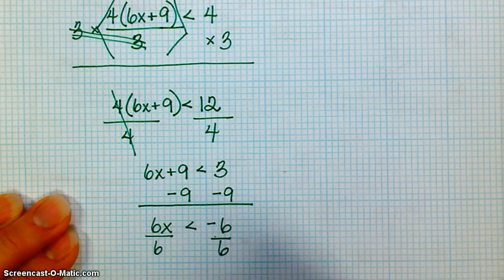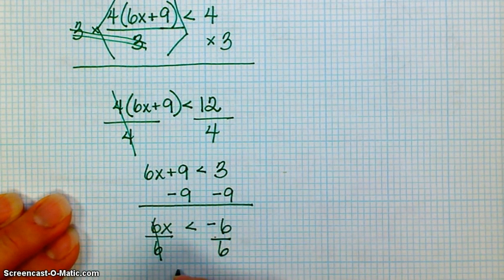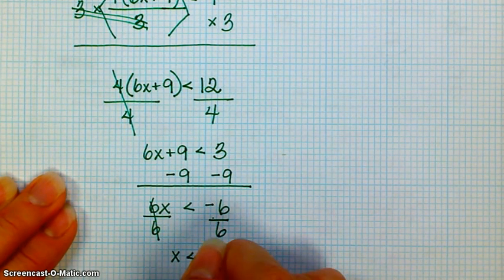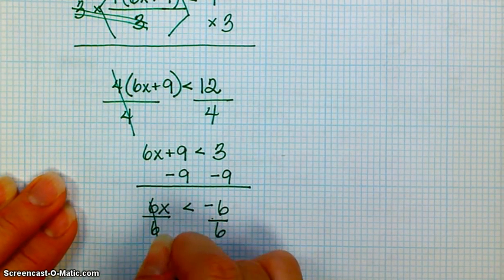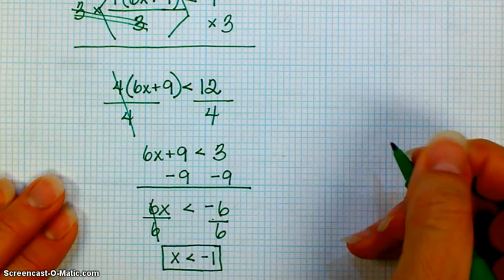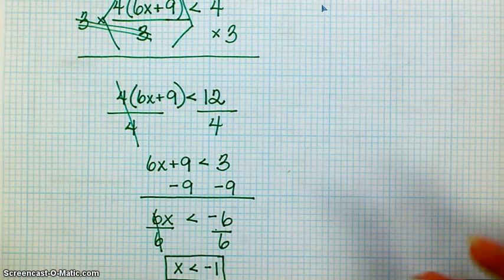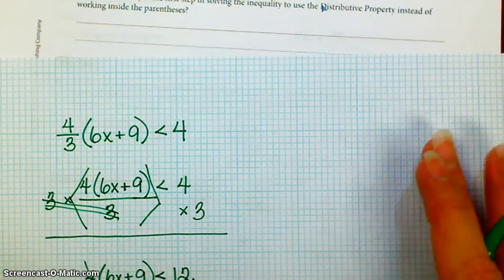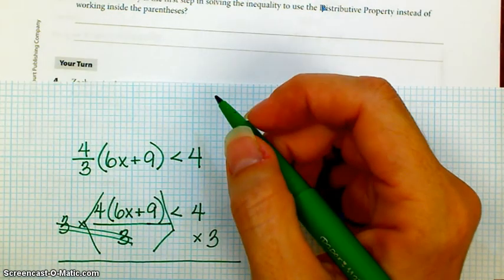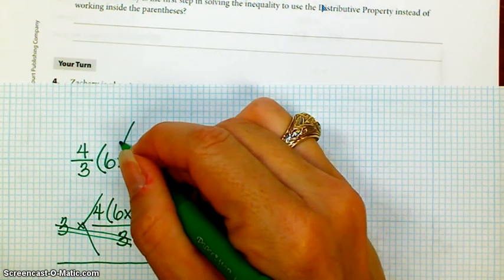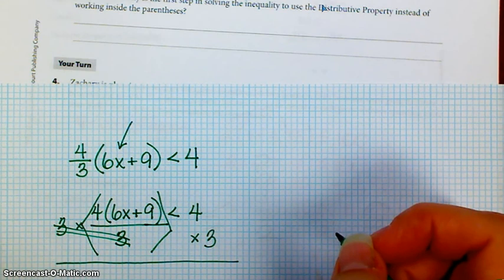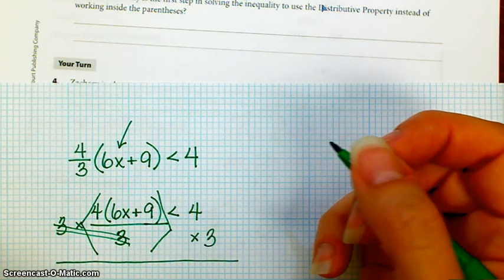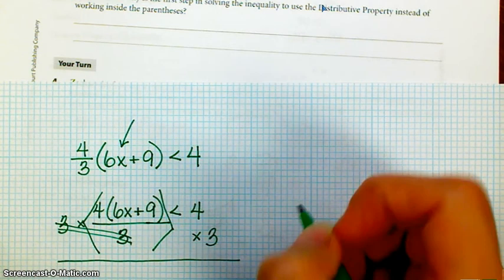Divide by 6. And that gives me x is less than negative 1. How do I make sure that that is correct? Well, let's go up here and put in negative 1, or something. We can put in something less than negative 1, because it really needs to be less than.